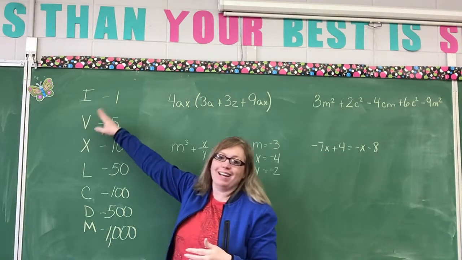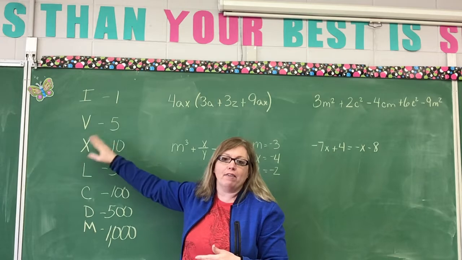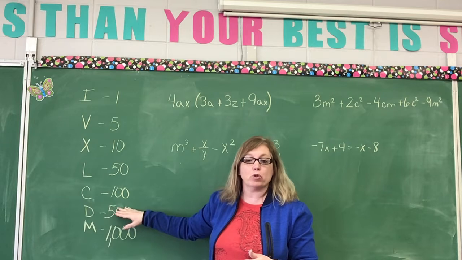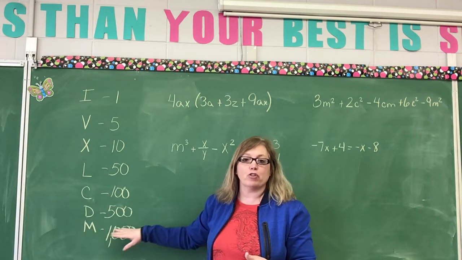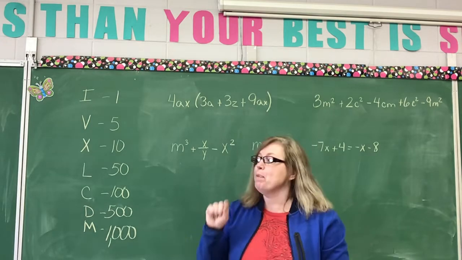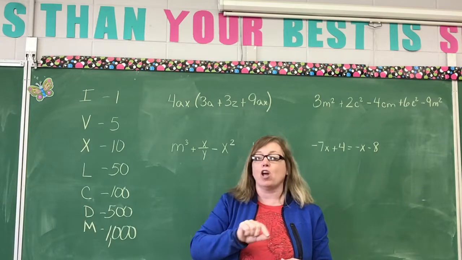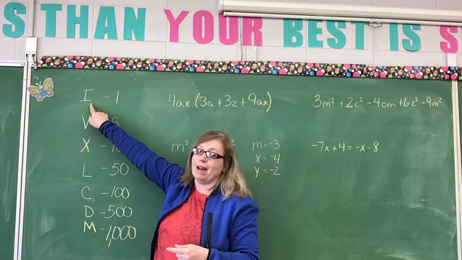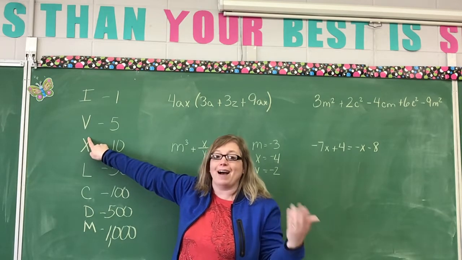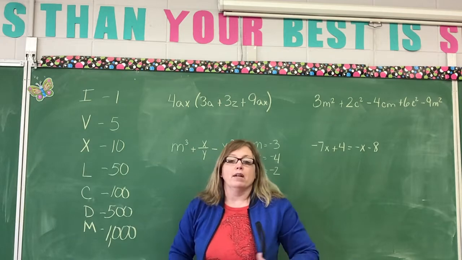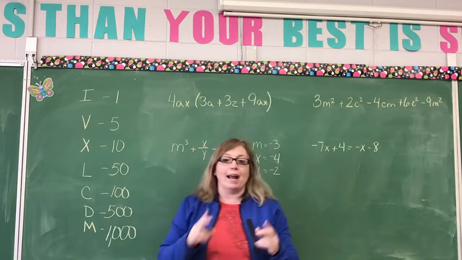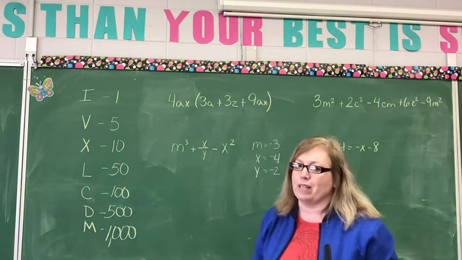Okay, so I equals 1, V equals 5, X equals 10, L equals 50, C equals 100, D equals 500, M equals 1,000. Now, with Roman numerals, if I put a smaller Roman numeral in front of a larger, for example, if I put I in front of V, do I add or subtract? I subtract. So if I have IV, the number is 4. Now, if I put a small number after a larger number, if I put VI, I do what? I add, and so my answer is 6.